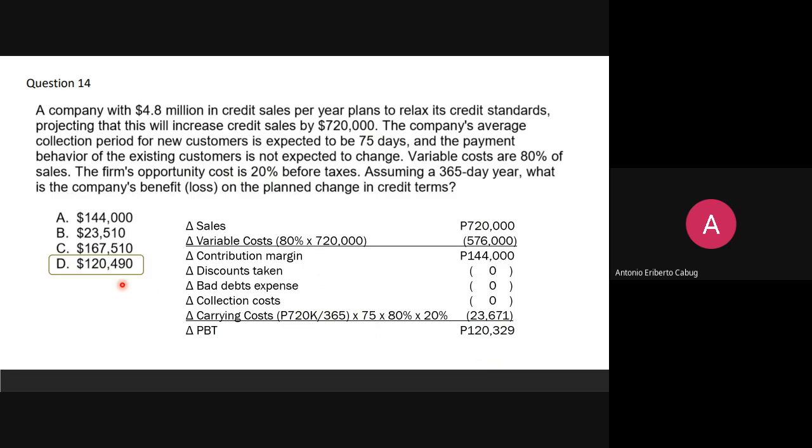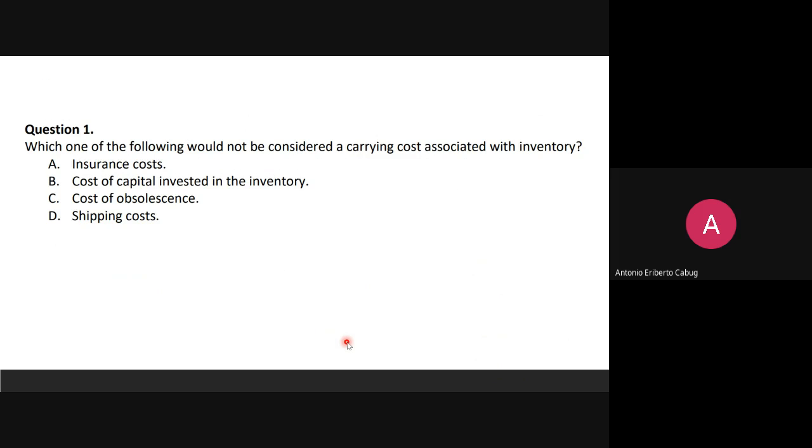Wala masyadong tumama. Okay, nakalimutan nyo yung carrying cost ng AR, no? 23,671 yan. Makukuha nyo kasi ito yung daily credit sales. That's DSO given. Makukuha nyo yung investment in AR. And yun, makukuha nyo yung increase in carrying costs. Okay? Sige. First handout. Meron ba kayong mga tanong sa first handout? Do you have any questions in the first handout?